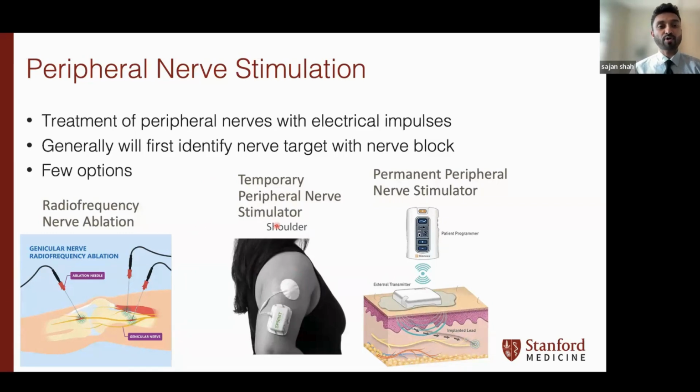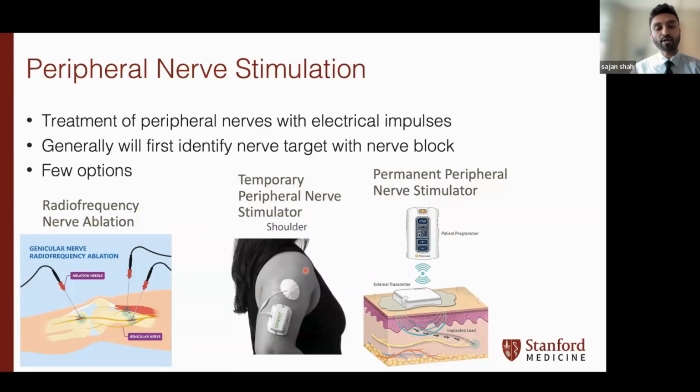This patient has a temporary peripheral nerve stimulator for the shoulder. And so when we turn on this device, it sends non-painful signals which block the pain signals from reaching the brain for the shoulder. And similarly, we also have permanent nerve stimulators.